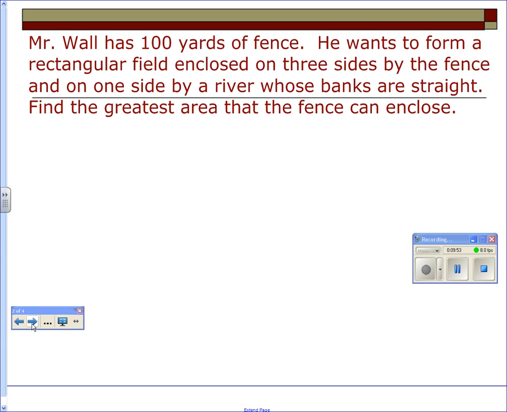Mr. Wall has 100 yards of fence. He wants to form a rectangular field enclosed on 3 sides by the fence and on 1 side by a river whose banks are straight. Does that part sound familiar? Y'all remember doing those? Now what we're going to do is find the greatest area that that fence can enclose. Jeremiah says it's going to be a square.